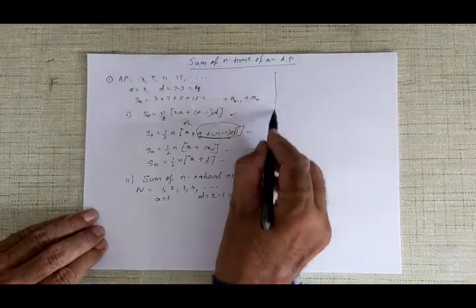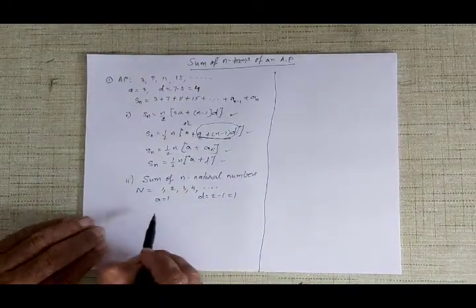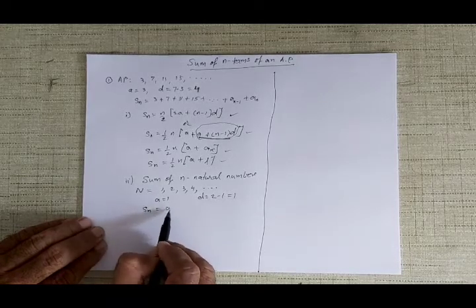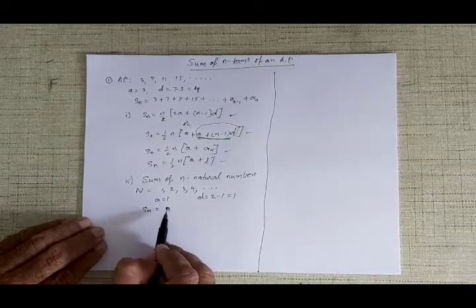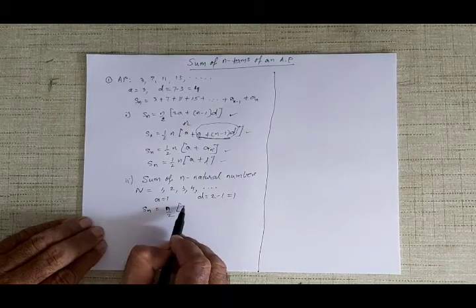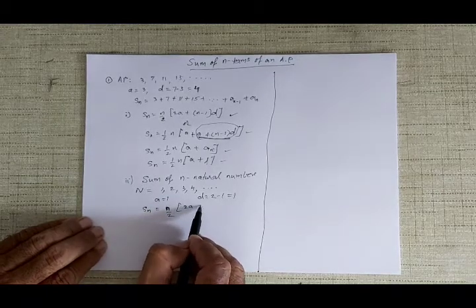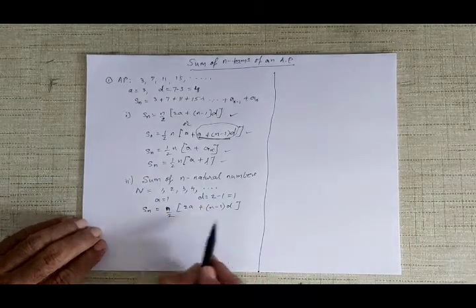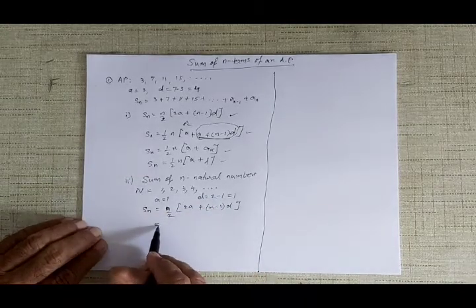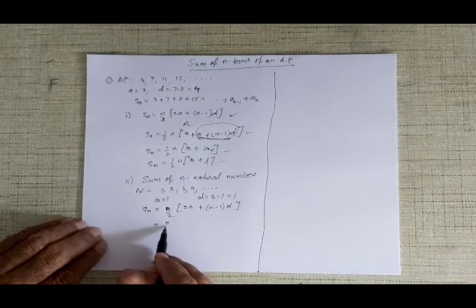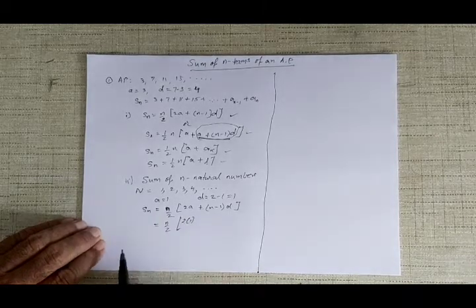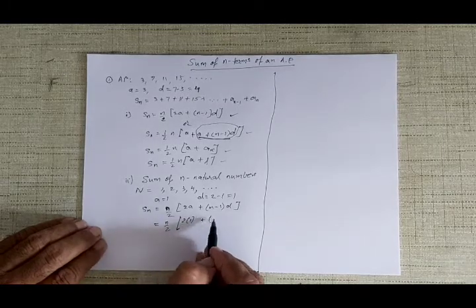So now if I want to find the sum of n natural numbers, it is equal to n by 2 into bracket 2a plus n minus 1 into d. Get used to this formula, and write the formula as many times as possible. For n natural numbers, the first natural number is 1, so a is equal to 1. n we don't know.